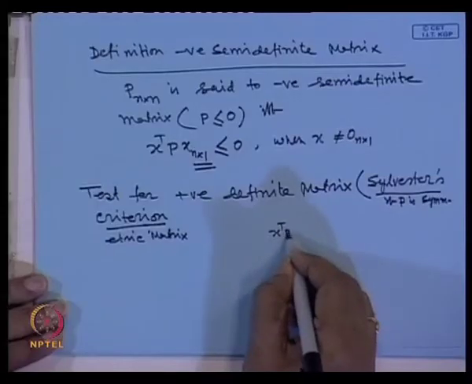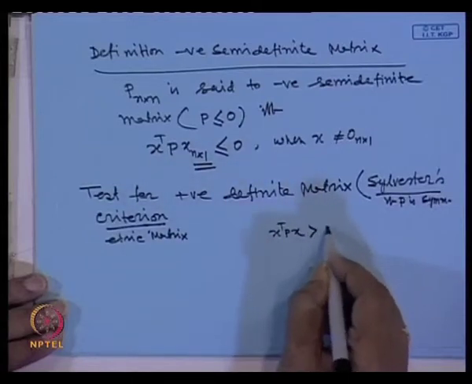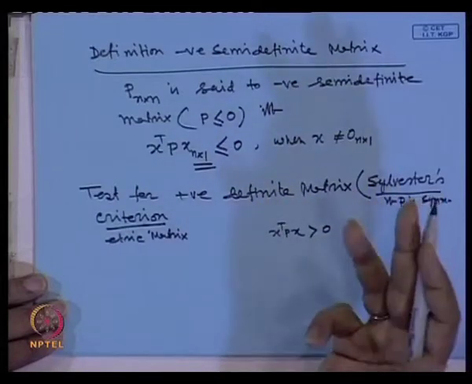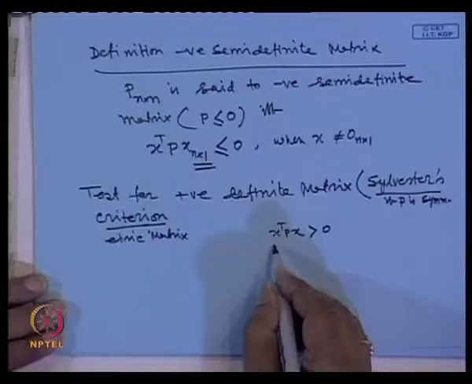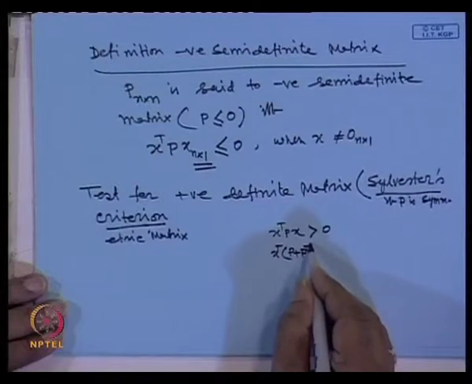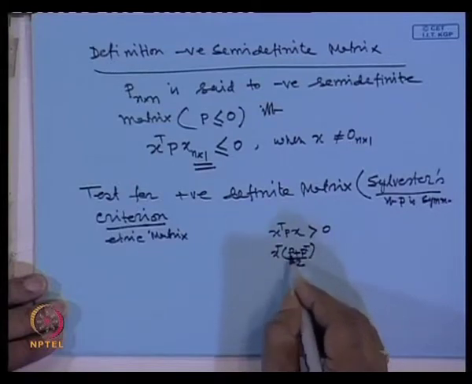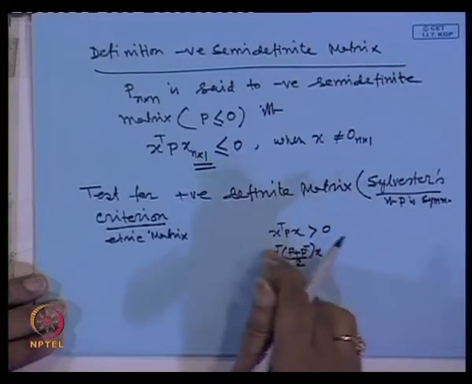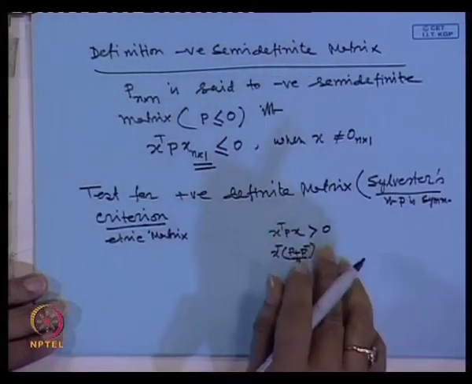According to the definition of a positive definite matrix, we know that x transpose P x must be greater than 0. Now, P may not be symmetric. So we can always write x transpose P x as x transpose (P plus P transpose by 2) x, and whatever value we get, the two values are exactly the same.